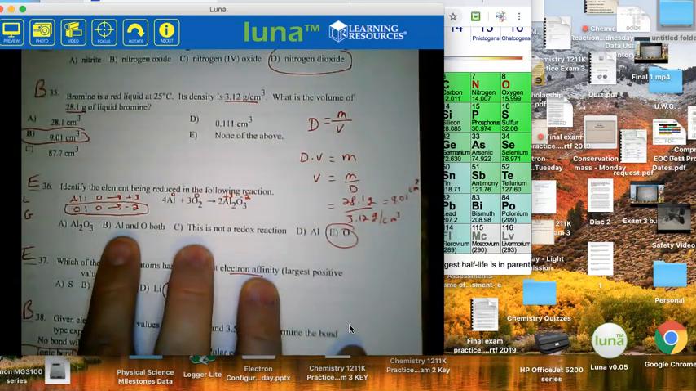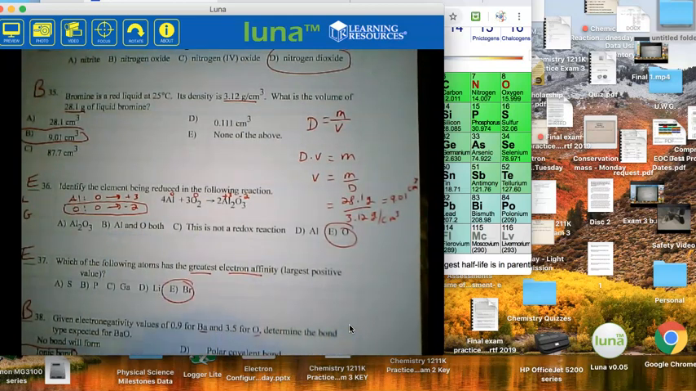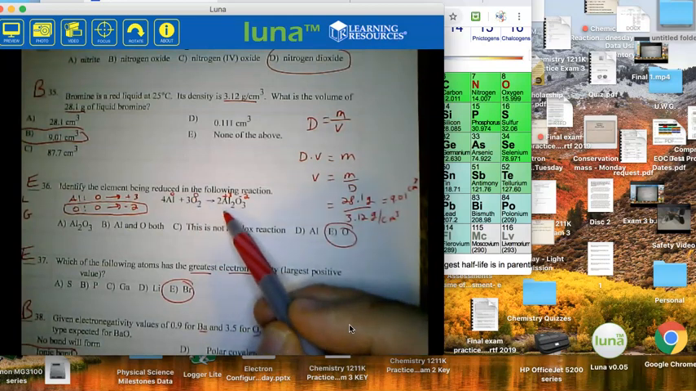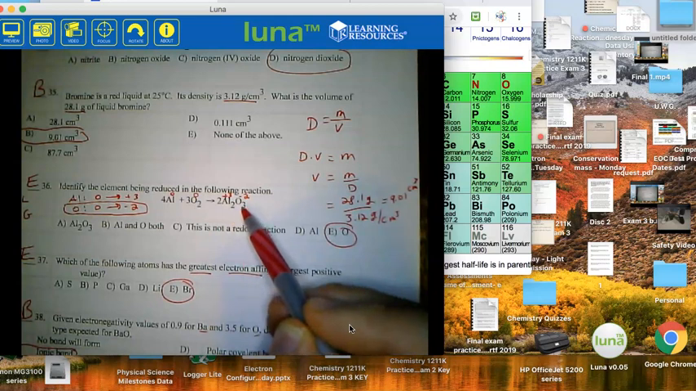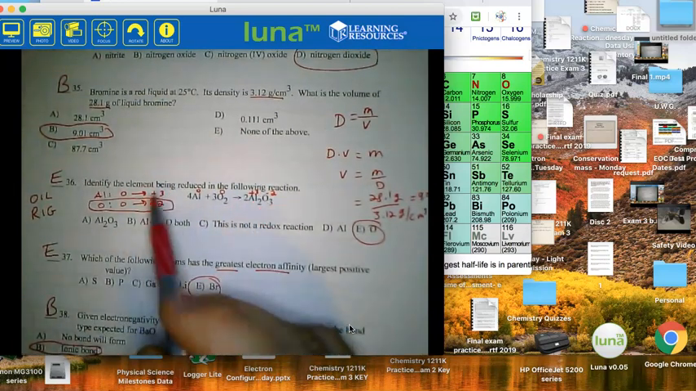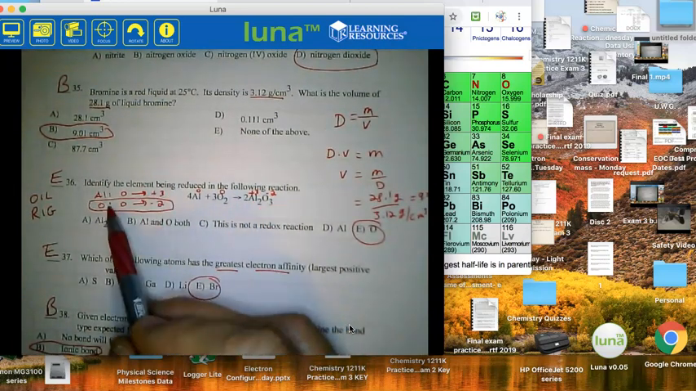Number 36, identify the element being reduced in the following reaction. So here you're having to assign oxidation numbers for each element. Here aluminum is by itself, so it's 0. Oxygen also is by itself, so it's 0. It's an uncombined element. On the right side, it is combined. Aluminum is +3 in this case, and oxygen is -2. So aluminum went from an oxidation number of 0 to +3. Oxygen went from having an oxidation number of 0 to -2.